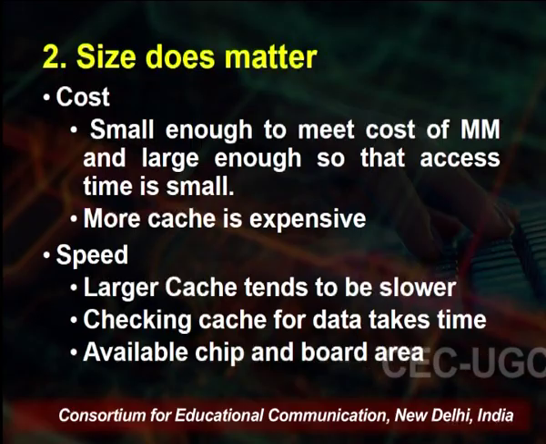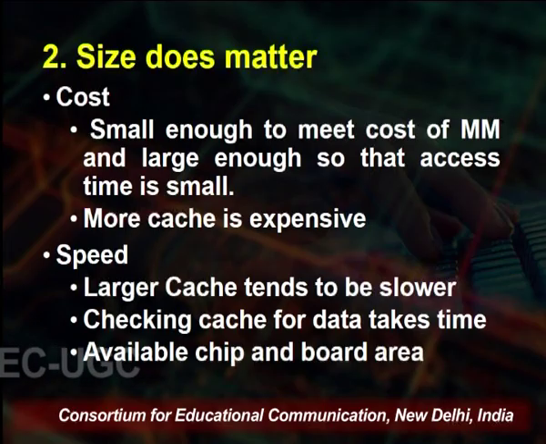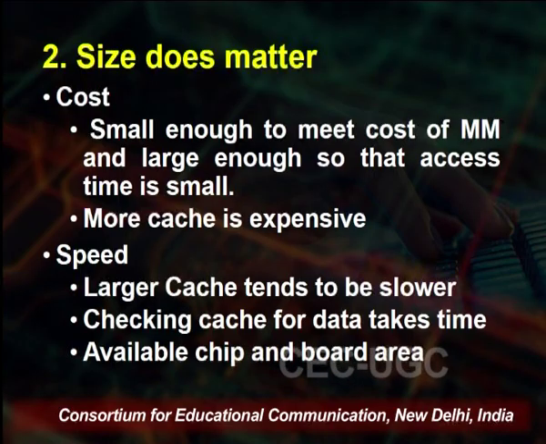When we talk about the speed, the larger the cache, it tends to be slower and it then loses the purpose of having a cache, because we were anyways having enough data saved in the main memory. Checking the cache always takes time, and yes, the larger the cache, automatically the higher the time it is going to take for searching. So, speed becomes compromised. Size will also depend on the availability of area on the chip as well as the board.